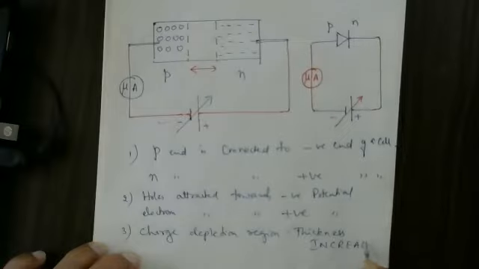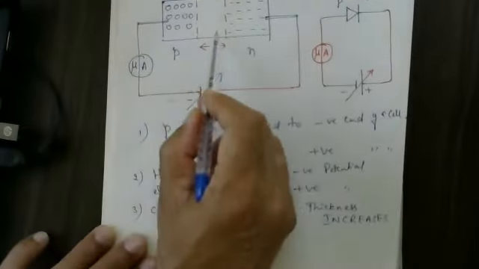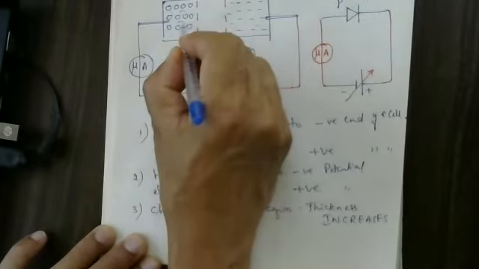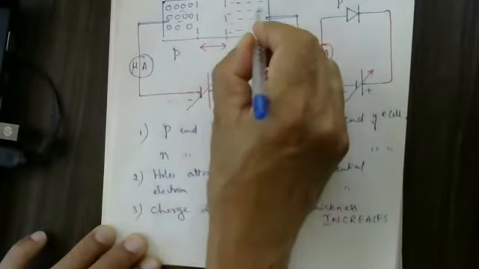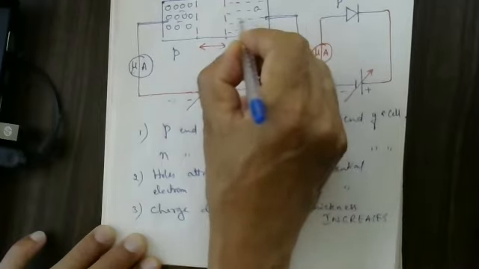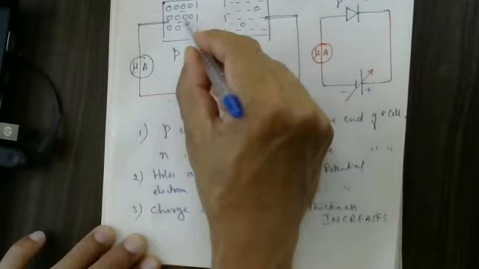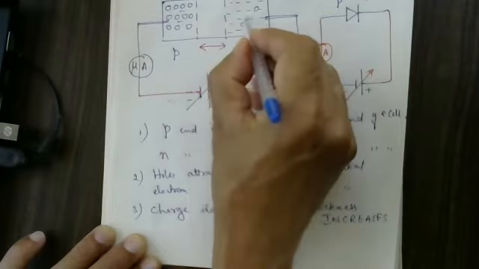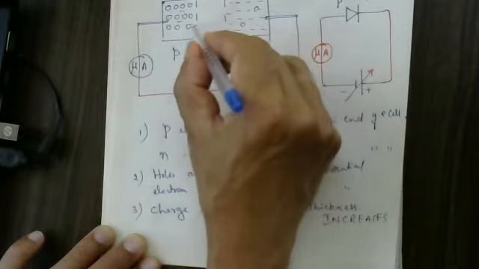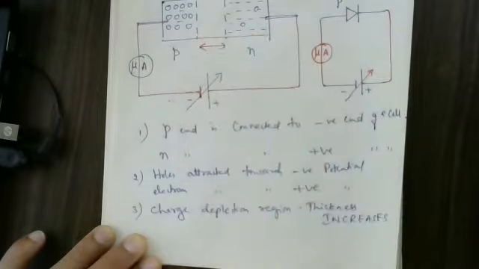As the charge depletion region thickness increases, now one or two electrons are present as minority charge carriers, and one or two holes are present as minority charge carriers here. But here electrons are the majority charge carriers, holes are the majority charge carriers in p-type, and the electrons in the n variety could not be able to move from here to here.